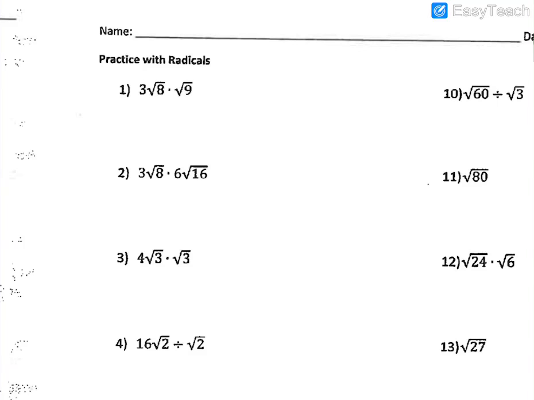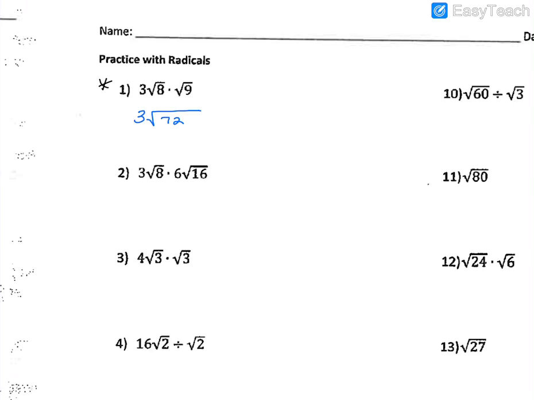Okay, so I wanted to make a separate video for multiplying and simplifying radicals. When we have something like this problem in number 1 here, last year you may have learned that you should take 3, the square root of 8 times 9 is 72, and then simplify it from there.